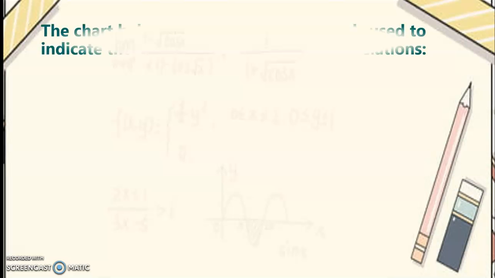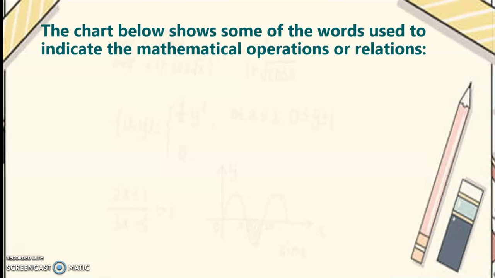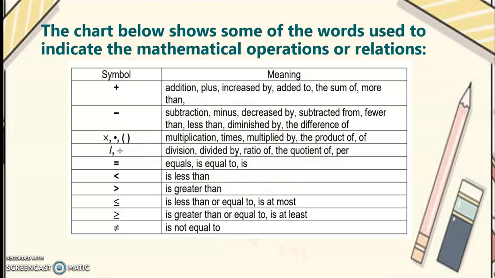Okay? So, here. The chart below shows some of the words used to indicate the mathematical operations or relations. So we have here the symbols that we will use. First we have this symbol. Of course, you are familiar with this. This means addition: plus, increased by, added to, the sum of, more than. So plus is the symbol they use.